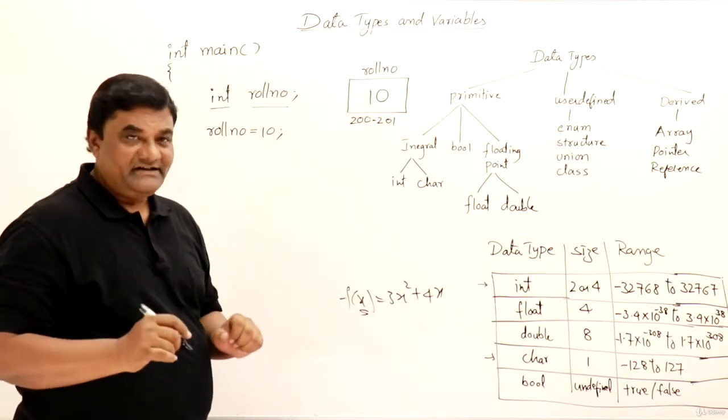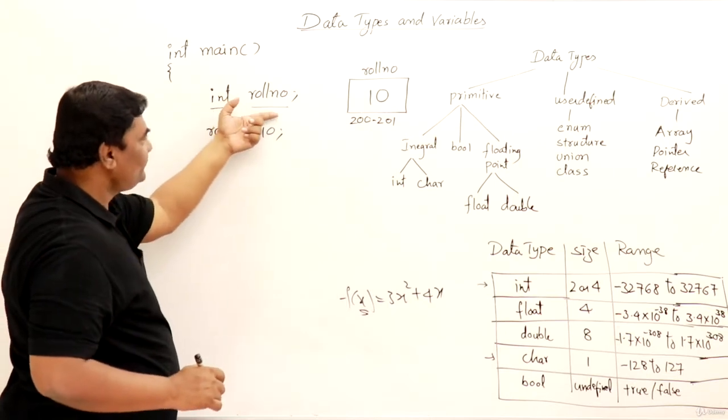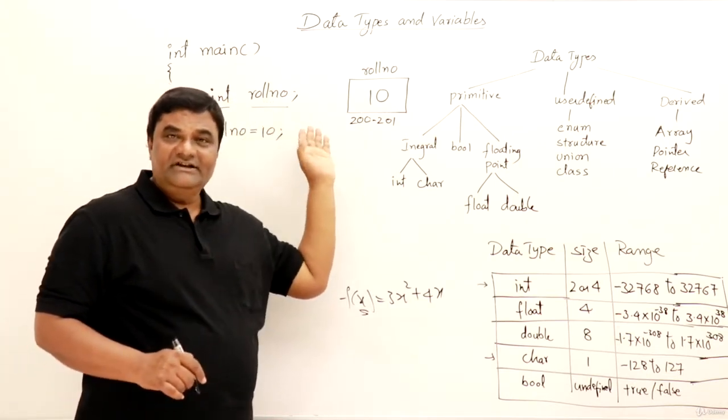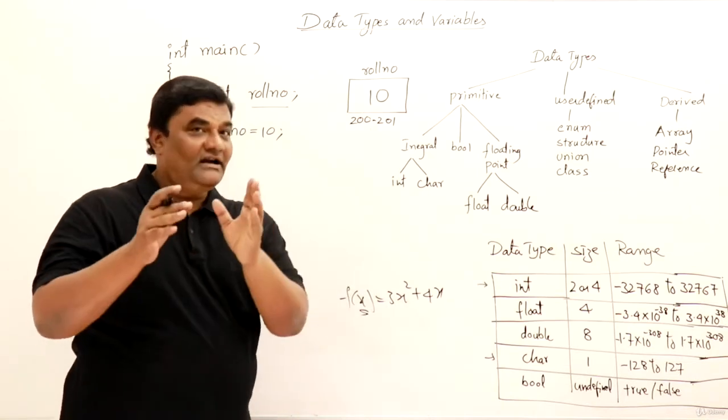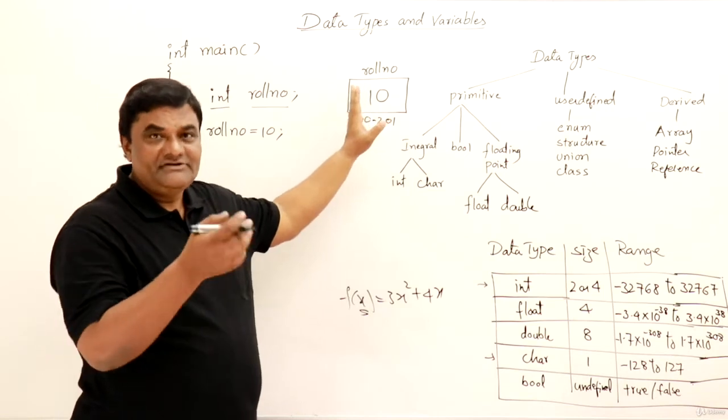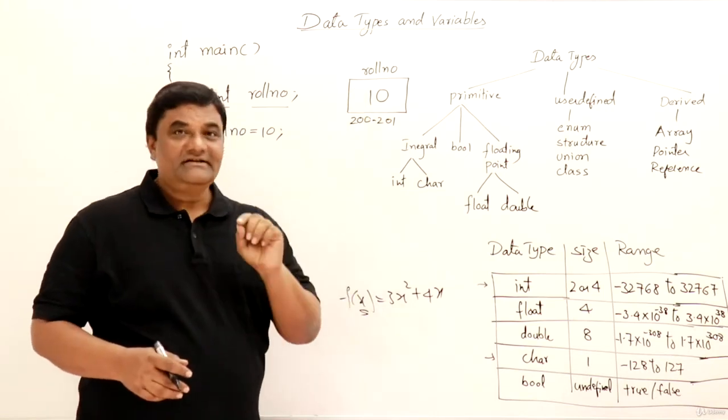So let us look at the statements. This is declaration of a variable. This is initialization of a variable. And when you declare the variable and run the program, at running time, it will occupy memory and the value will be stored. Data will be stored in this one. So this is how variable is declared or initialized.